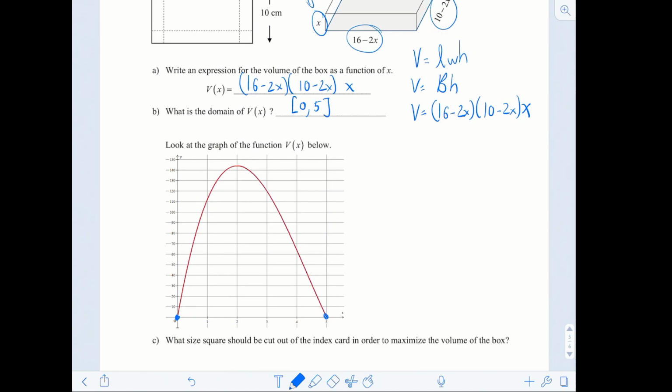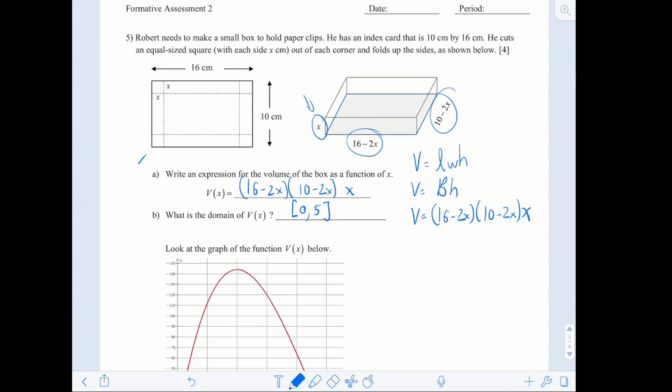Now, if it goes below or above that, we'll get into negative territory in terms of the V of x value, which also means that this whole figure itself doesn't actually exist, or you end up getting a negative volume, which is kind of weird.